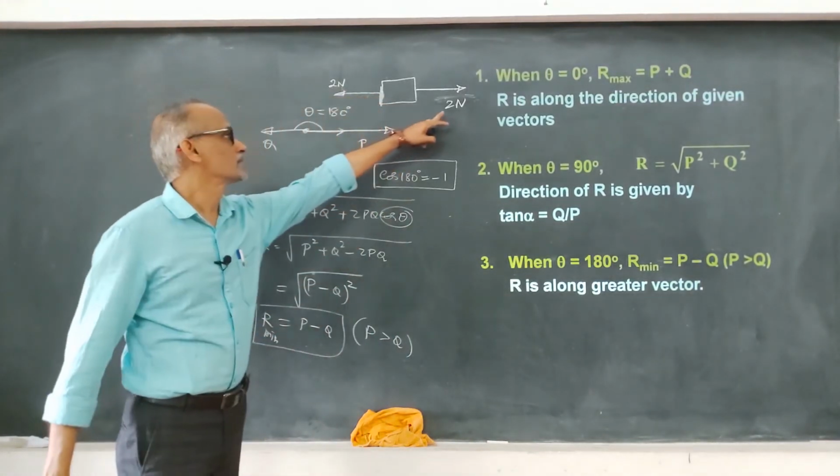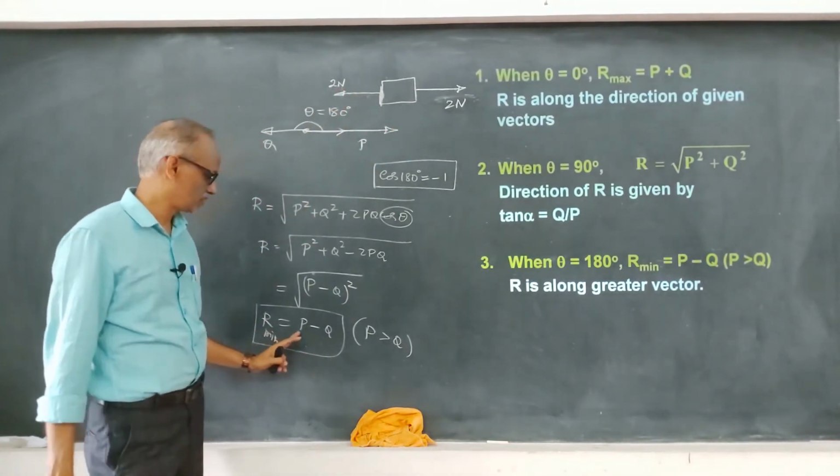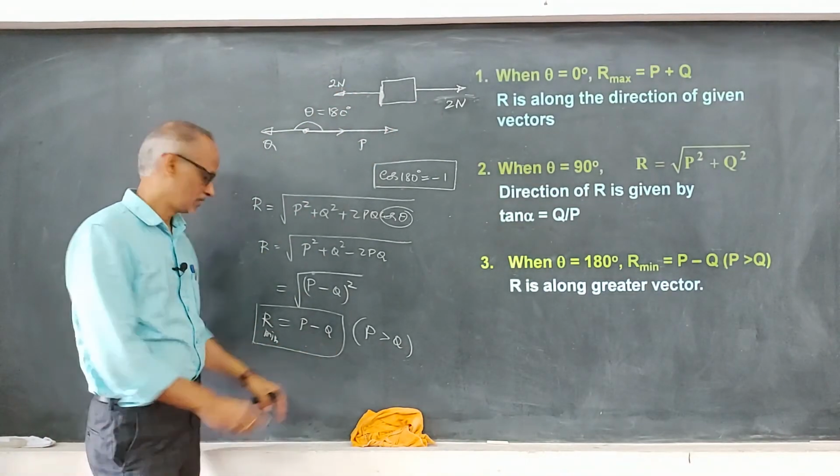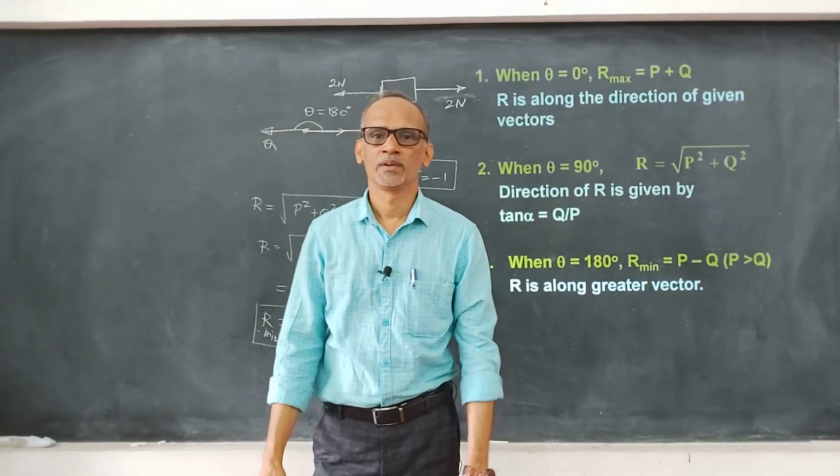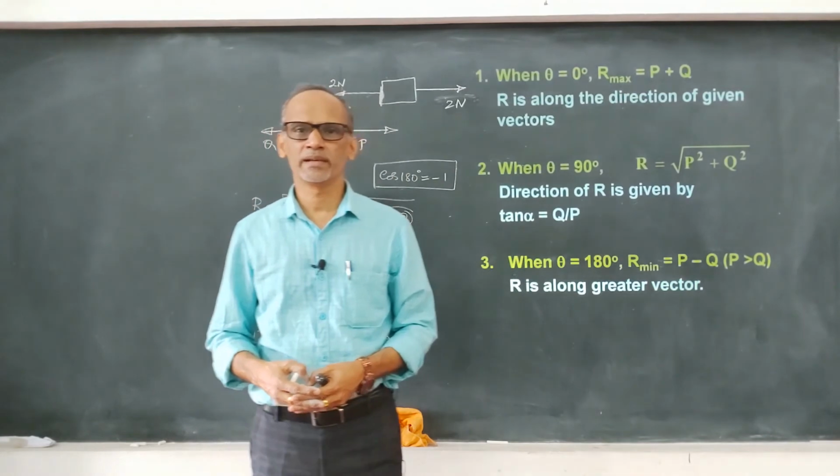Check this. One is 2 Newton, the other is 2 Newton. Substitute now here: 2 Newton minus 2 Newton. How much? It's 0. So no resultant. The block will not move. So I hope you have understood the three cases.